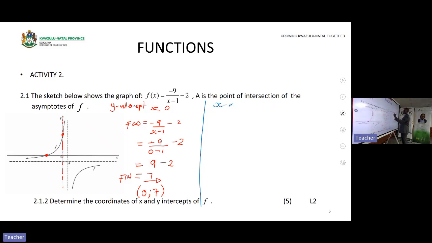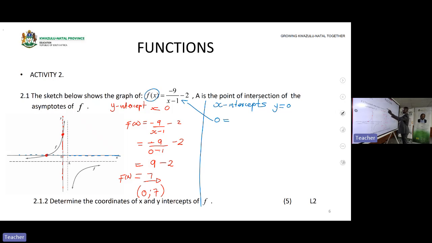And for the x-intercept, because the x-intercept is a point that is found along this line. So along this line, y is always equal to 0. So for the x-intercept, y will be equal to 0. Then we'll go to our equation again, where there is y, we'll then substitute 0.